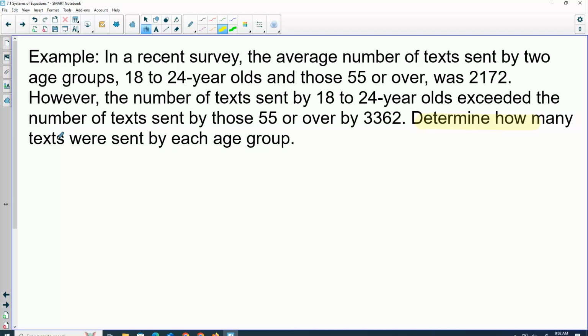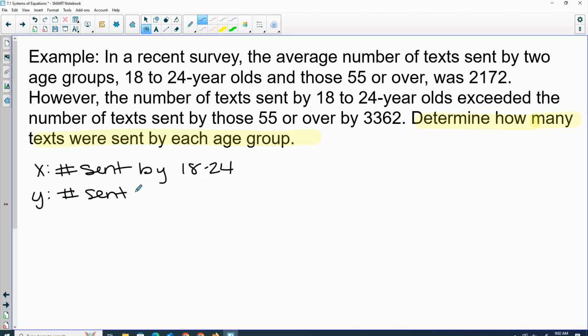This last question really helps us define our variable. We want to know how many were sent by each, so let x be the number sent by the 18 to 24-year-olds and y be the number sent by the 55 or over. We usually put these as a fraction in lowest terms.